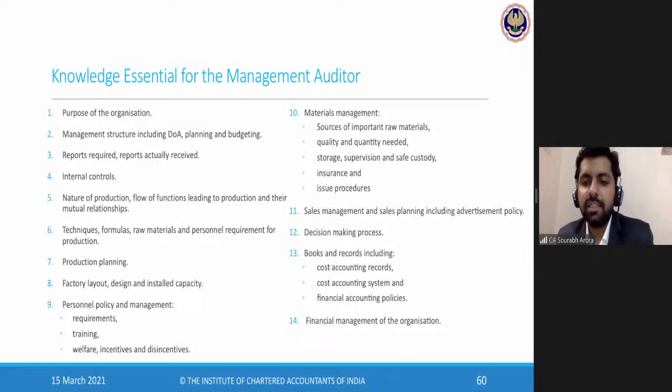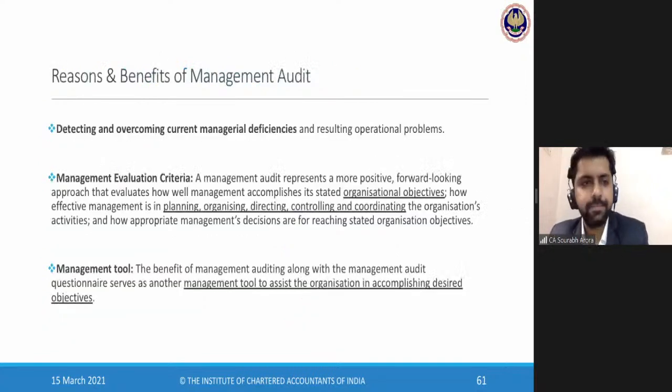Then decision making process, this is very important because you are a management auditor, so you must understand the decision making process and management concepts. Books and records, including cost accounting records, cost accounting system, financial accounting policies. Then financial management of the organization. So these are the knowledge points essential for the management auditor. We go to the next slide.